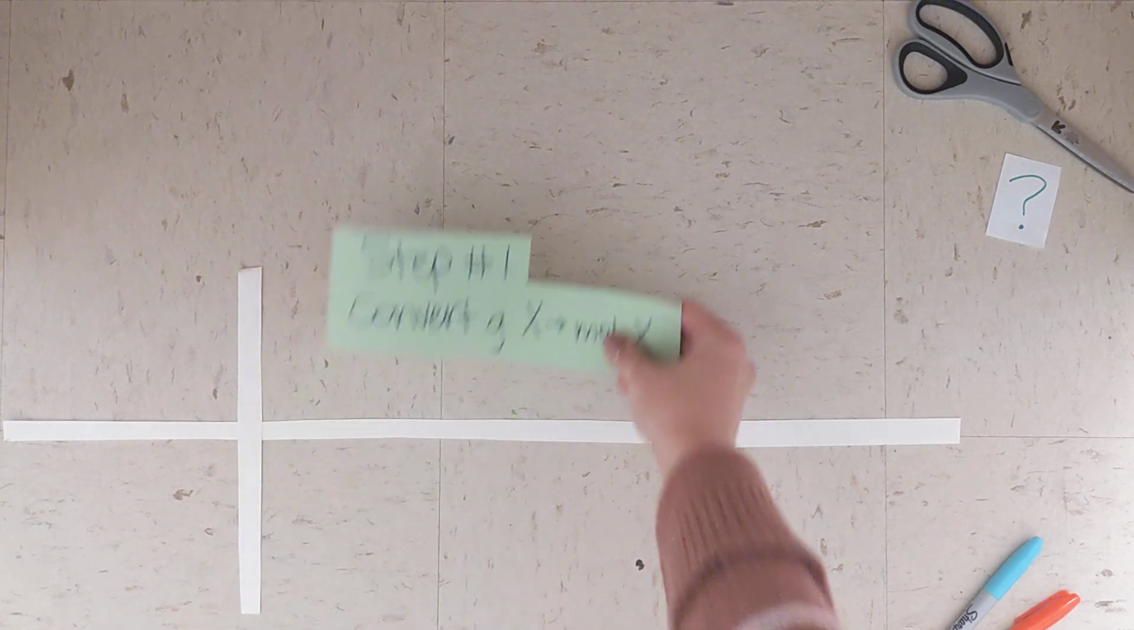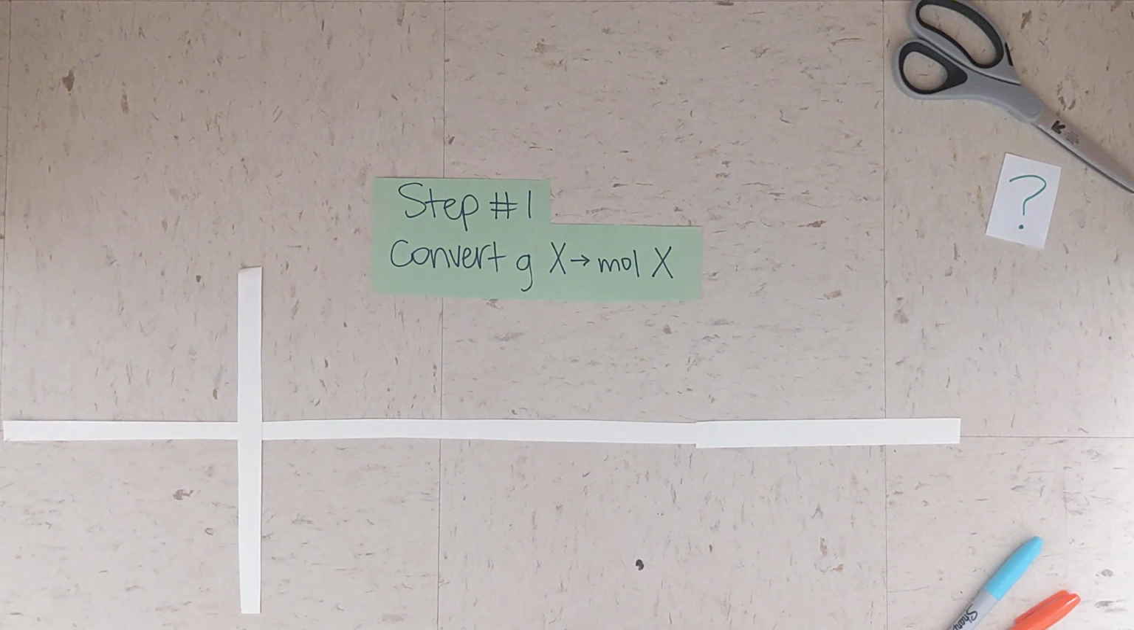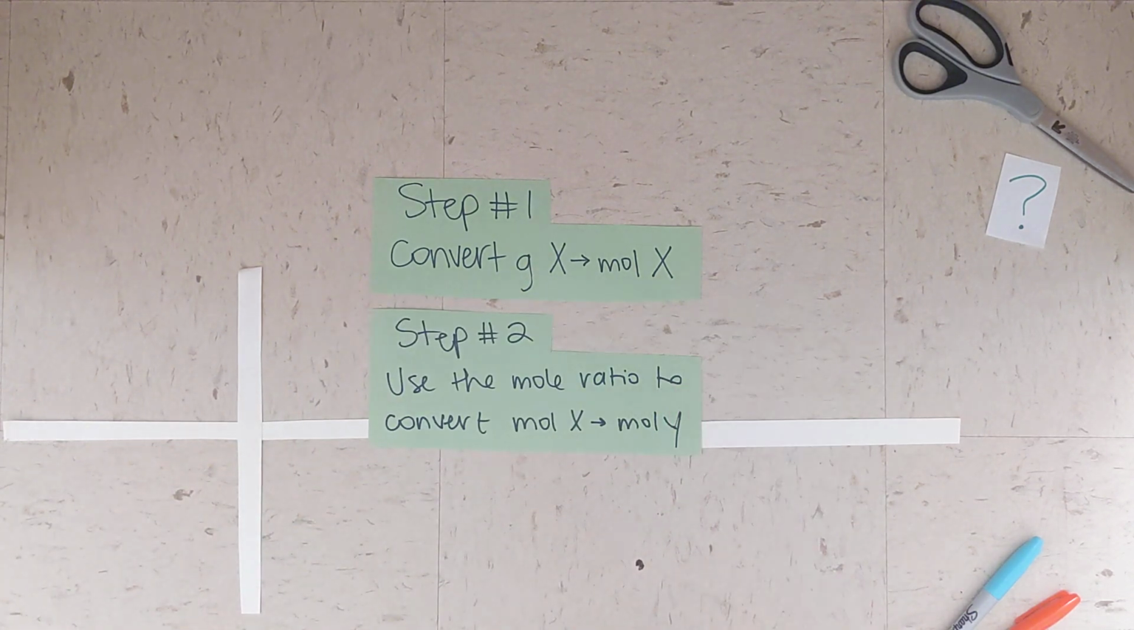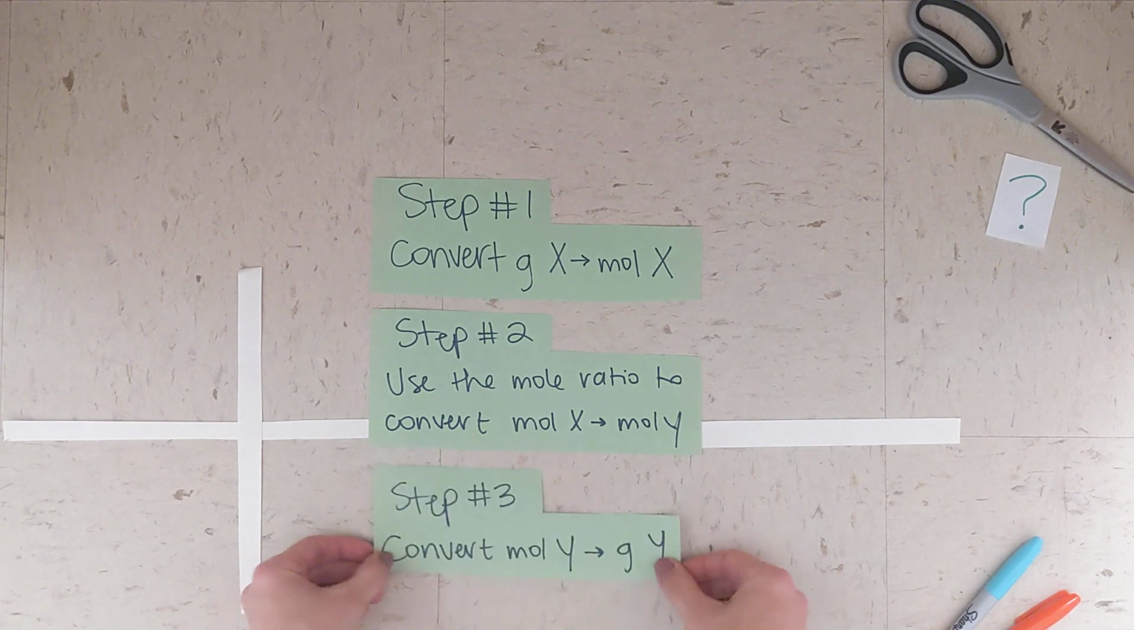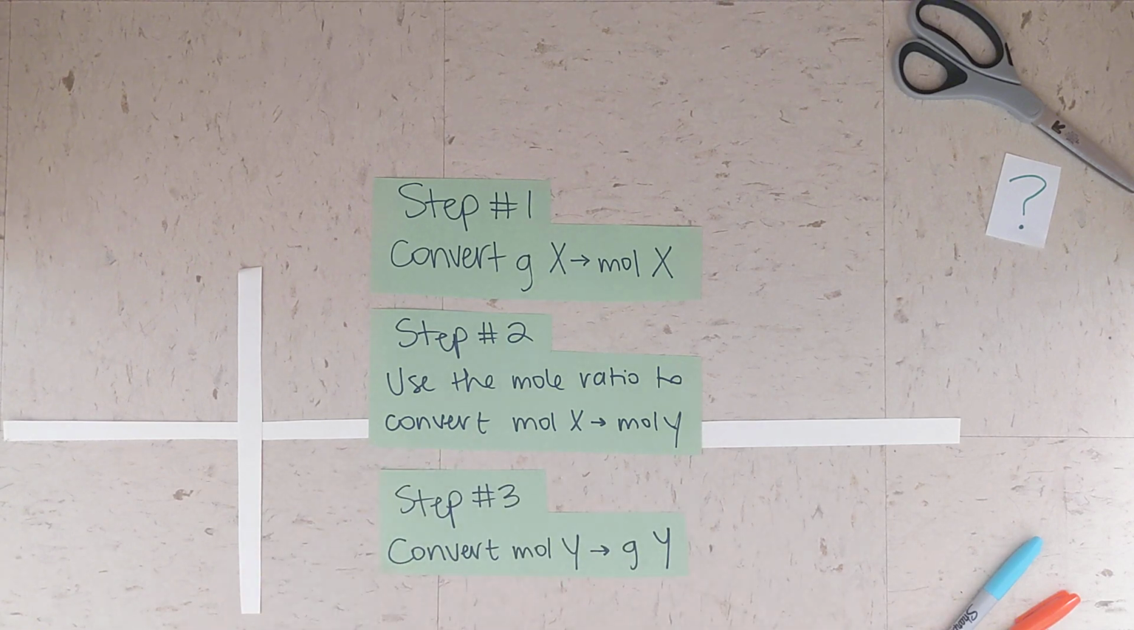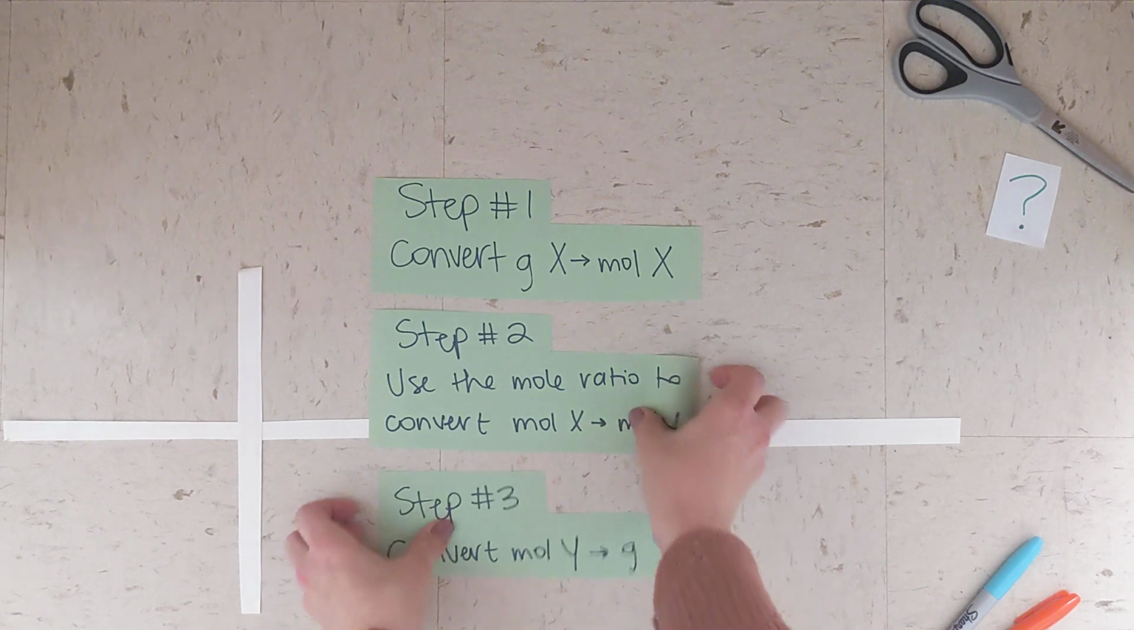Step number 1. Convert grams of your given, which I'm going to use X to represent, into moles of your given. Step 2. Use the mole ratio to convert moles of X to moles of Y. And step 3. Convert moles of Y back into grams of Y. So let's go ahead and look at an example.